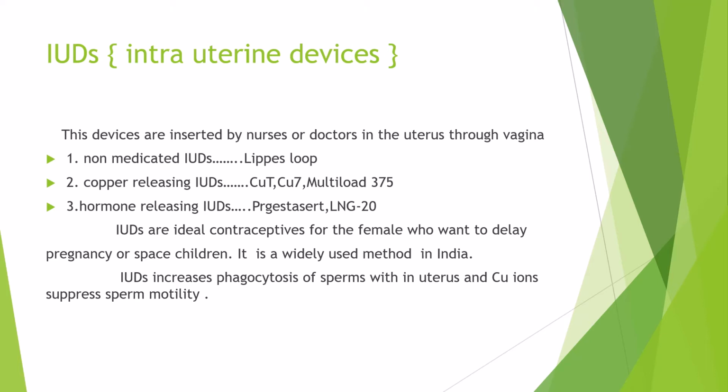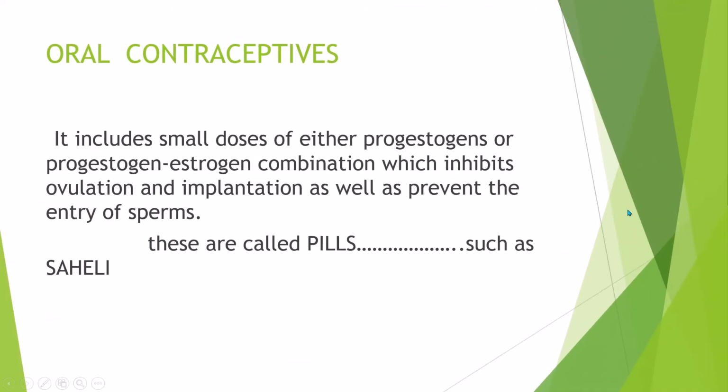Actually, what happens? These IUDs increase the phagocytosis of sperm. So the sperm die and there is no possibility of fertilization. This process is performed inside the uterus because copper ions are present there only. Secondly, because of this, the copper ions suppress the sperm, due to which the sperm die. The mortality rate of the sperm is very high in the presence of copper ions. So this is IUDs. The next method is oral contraceptive.